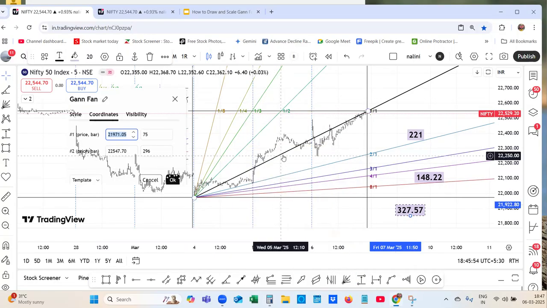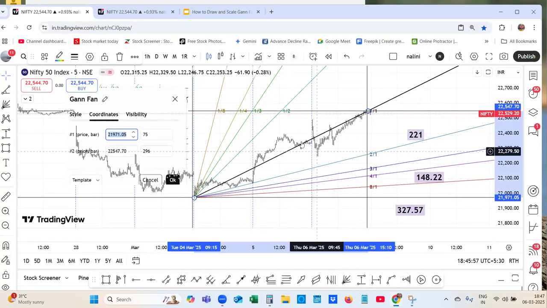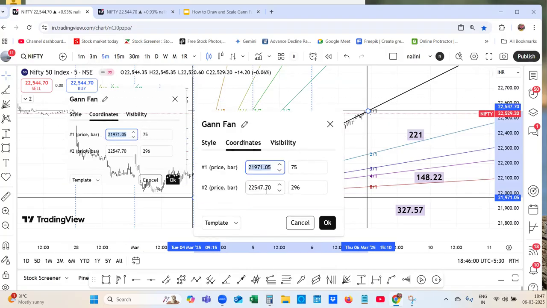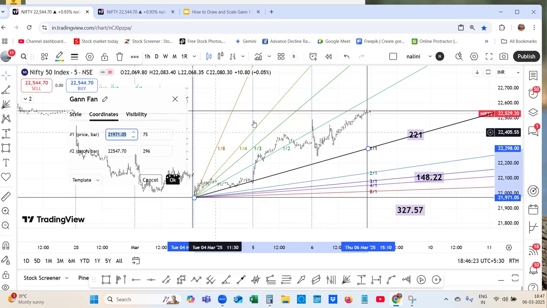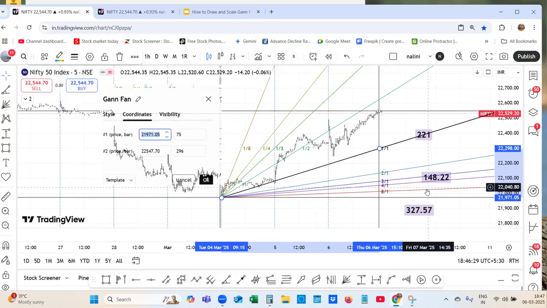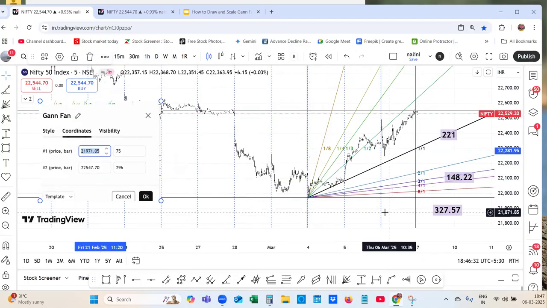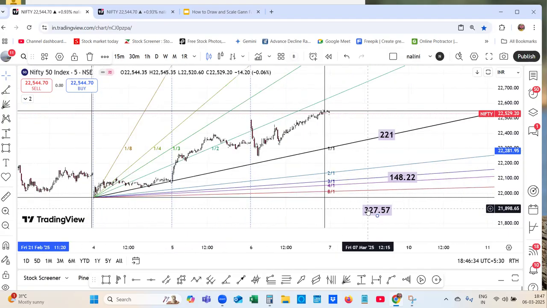So here I'm clicking on the settings. I'll go to this. I'm changing the value to 22,000. What did I get? 22,298. I got 22,298. What I'm going to do is click OK. Then the Gann fan adjusts itself. Now even if I zoom in and zoom out, it doesn't move.